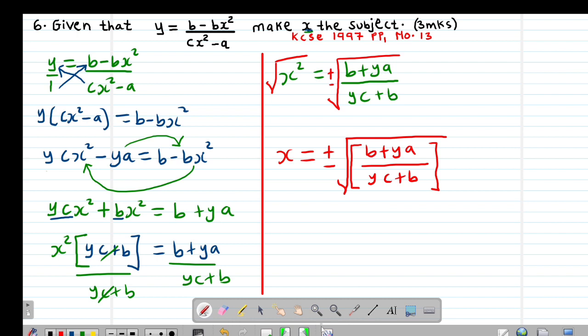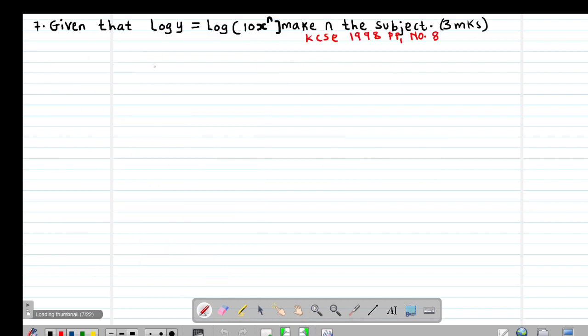Then we can look at our example number 7, which is also a past KCSE question tested in 1998, paper 1 question number 8. We are told that given that log y is equal to the logarithm into brackets, we have 10, then x to the power of n. We are told to make n subject of the formula.